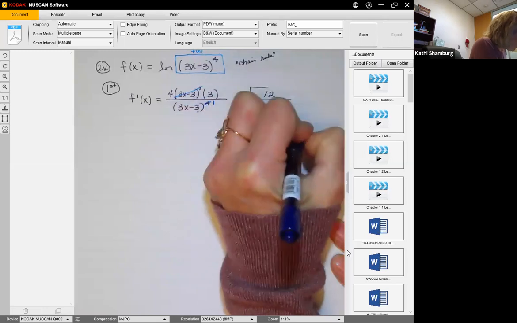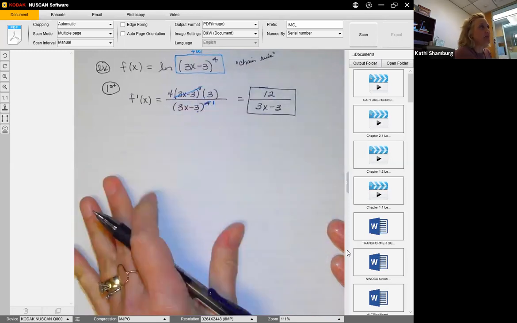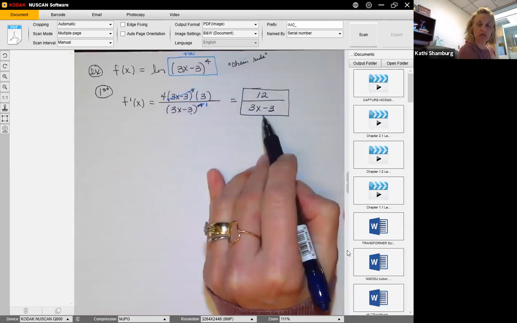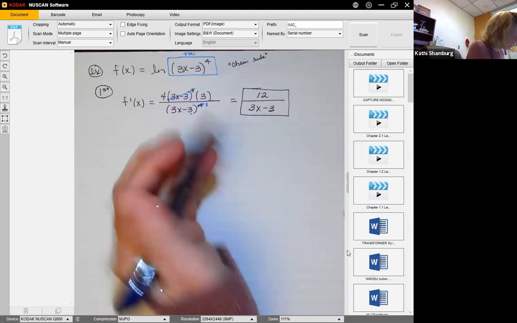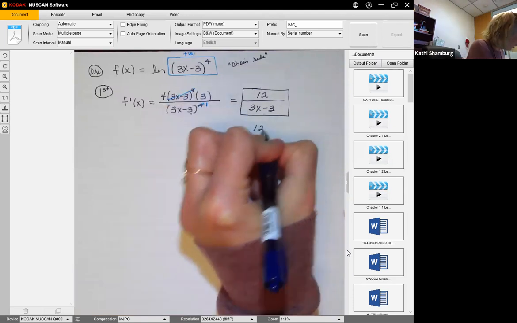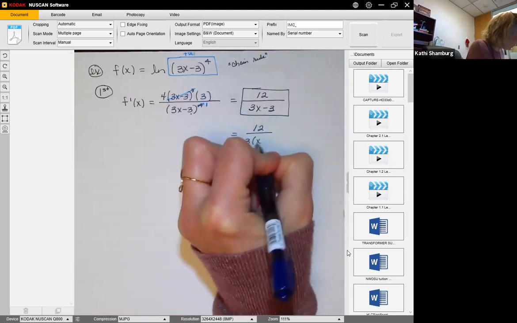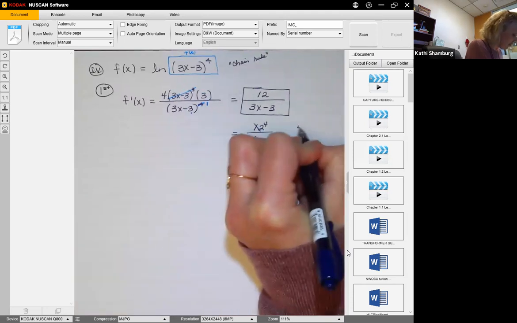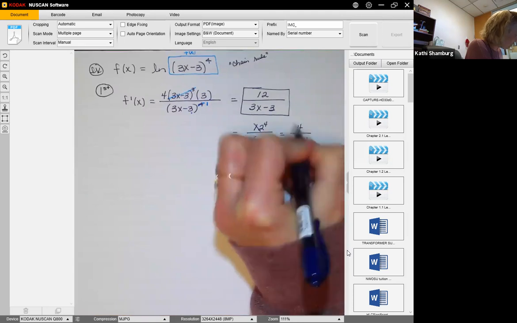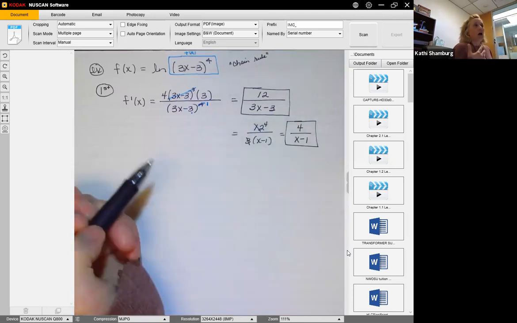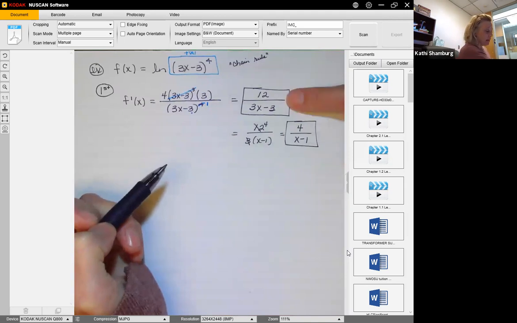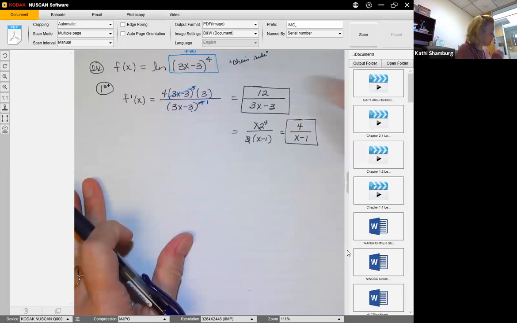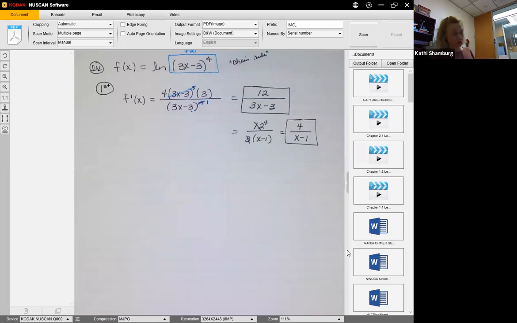And here again, this is sufficient. I may have some students that look at the denominator and say, hey, there's a greatest common factor of 3. So absolutely, you can factor out a 3 and then simplify that and get 4 over x minus 1. Either is fine with me. WebAssign will take this as a fully correct answer. Okay, so you can choose what you want to do.